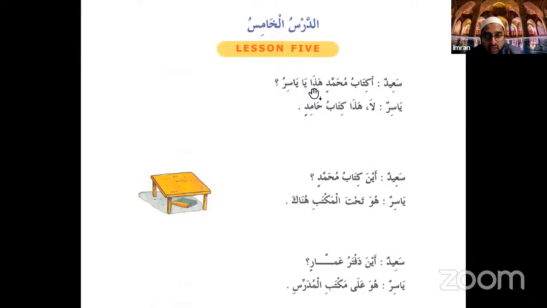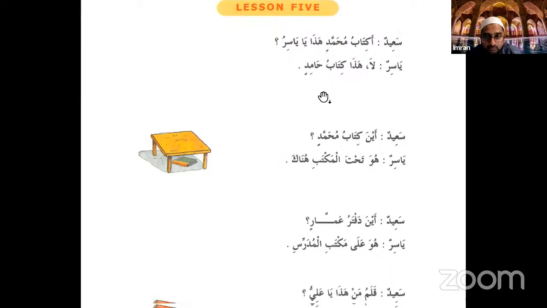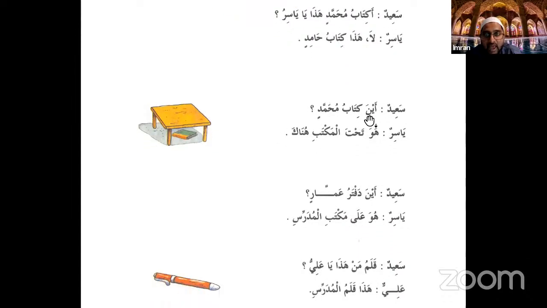Al-kitabu Muhammadin hadha ya Yasiru? Is this Muhammad's book, O Yasir? Yasir responds, La, hadha kitabu Hamidin. No, this is Hamid's book. Next one, Sa'id: Aina kitabu Muhammadin? Again, you see a relationship of mudaf ilayh. Kitab is possessed, by the possessor Muhammad. Where is Muhammad's book? Huwa tahta al-maktabi hunaka. It is under the desk there.